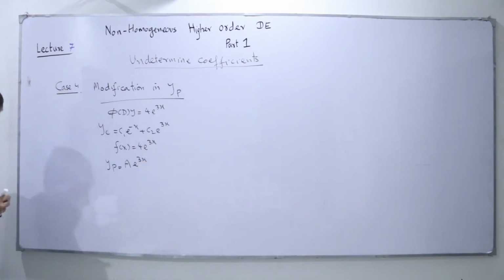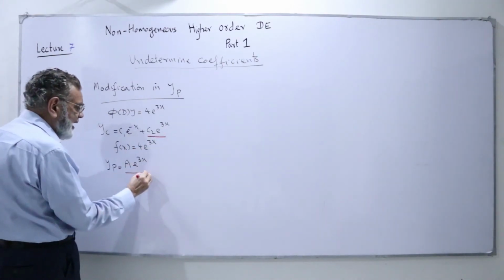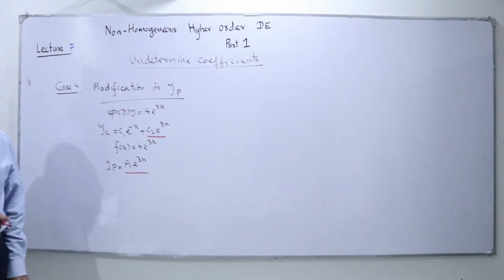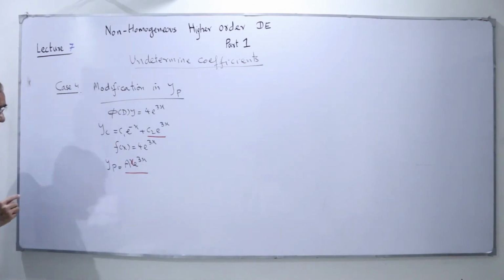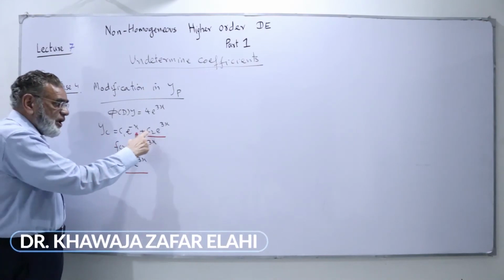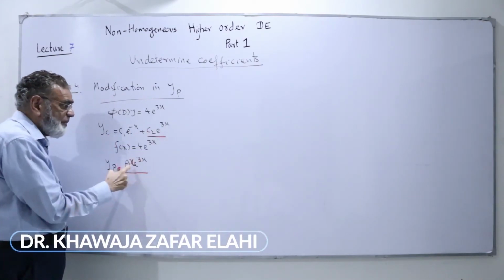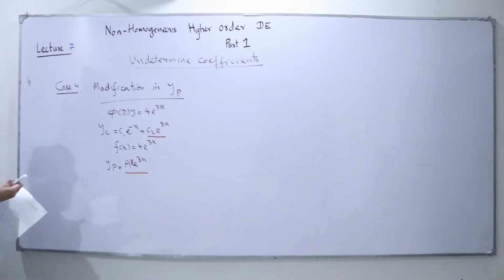Now here the situation is different. When we write y, we already have this c2 e to power 3x and this a e to power 3x. So they are not linearly independent, and we can't write the linear combination of this one. They must be linearly independent. So what we do is multiply by x. I modify my yp so that we don't have this repeating, because this is repeating, so multiply by x. This is one example.